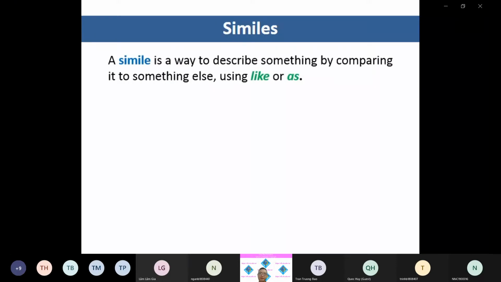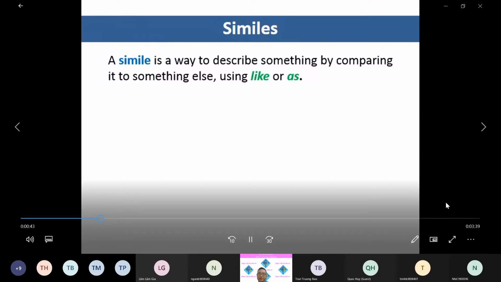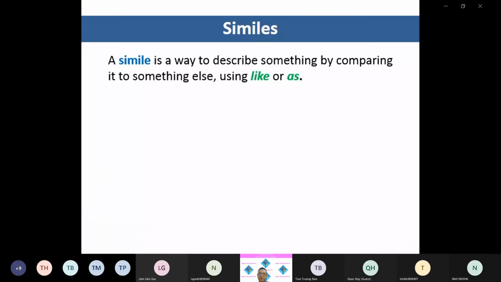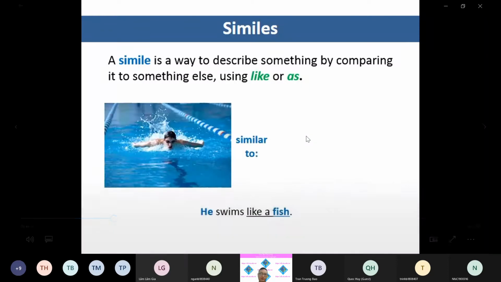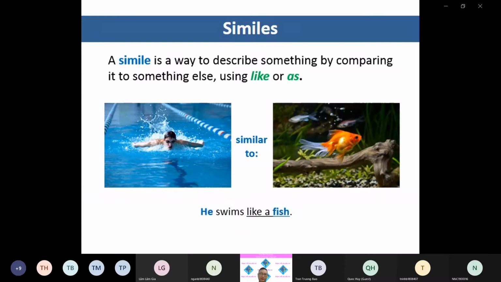Similes. One kind of figurative language is a simile. A simile is a way to describe something by comparing it to something else, using like or as. He swims like a fish. Here, we compare the swimmer to a fish to suggest that he is a very good or fast swimmer. We use like to say the two things are similar. Note that like is followed by a noun.